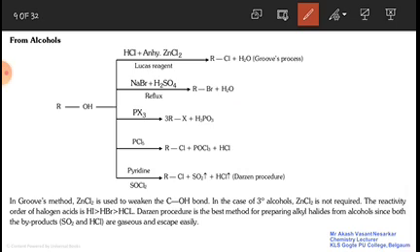One note here: in Groove's method, zinc chloride is used to weaken the carbon-OH bond. In case of tertiary alcohols, zinc chloride is not required. The reactivity order of halogen acids is HI greater than HBr greater than HCl. Darzens procedure is the best method for preparing alkyl halides from alcohol, since both byproducts, SO2 and HCl, are gases and they can escape readily. So this method is very good for the preparation of alkyl chloride. So this is about the preparation of haloalkane from alcohol. This is very important, guys. Remember.